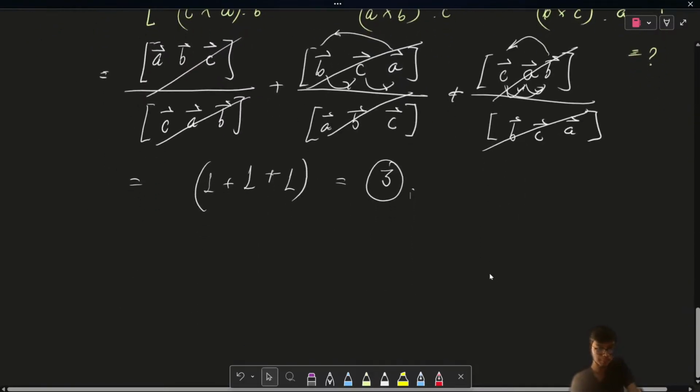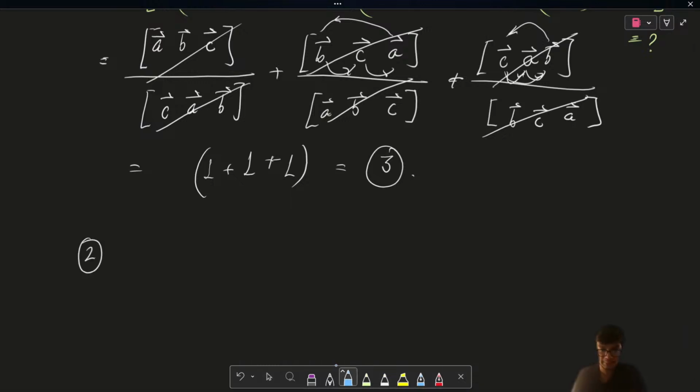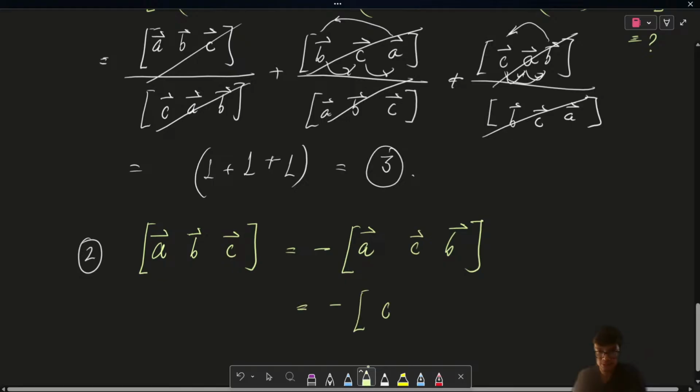Alright, so let's try to talk about the second property. The second property says that when I do an odd number of interchanges in the scalar dual product, the result will just be a negative. If I do a single interchange, or an odd number of interchanges, then the result is just the negative of the scalar dual product result. And this is also equal to negative times CBA.